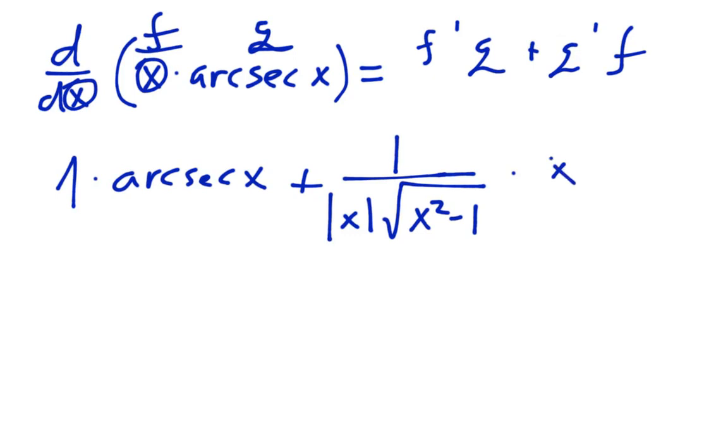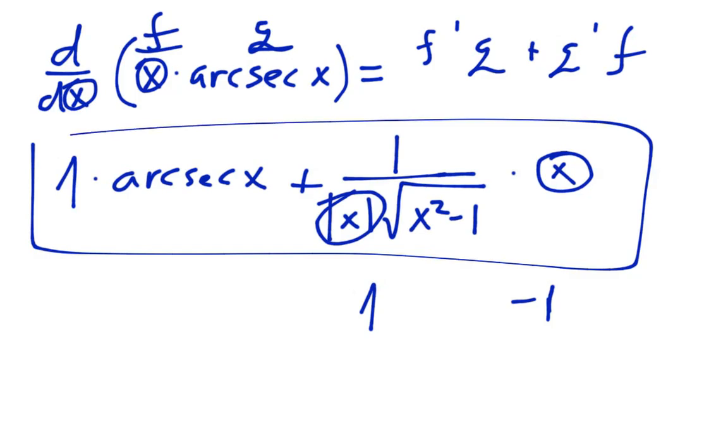Okay? And now you can't cancel these two x values, the x divided by absolute value of x, because it depends on the value of x. If x is negative, then when these cancel, you'll be left with a negative 1. But if x is positive, then you'll be left with a positive 1. So it depends on what x is. To be safe, leave it, and that's your answer.